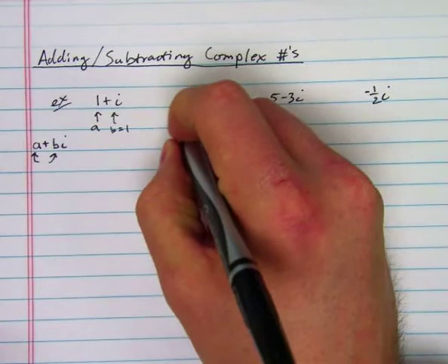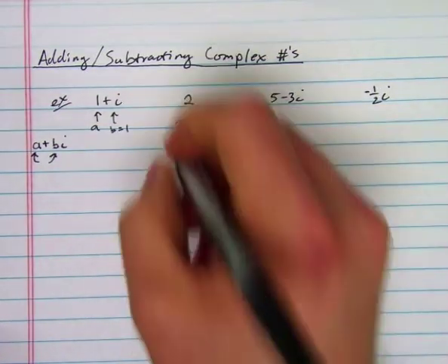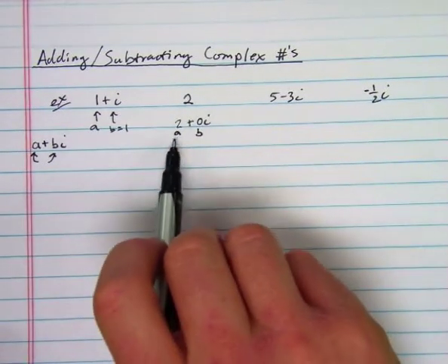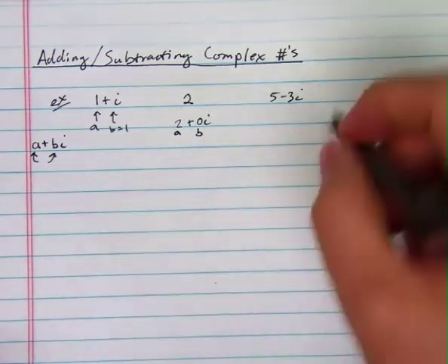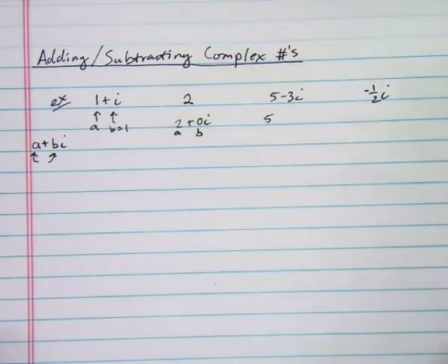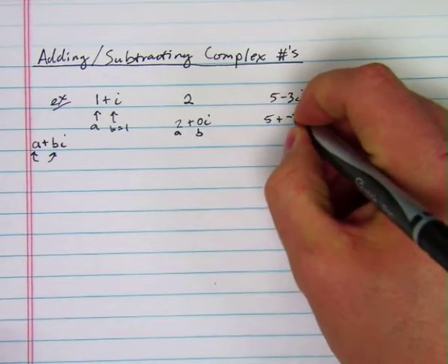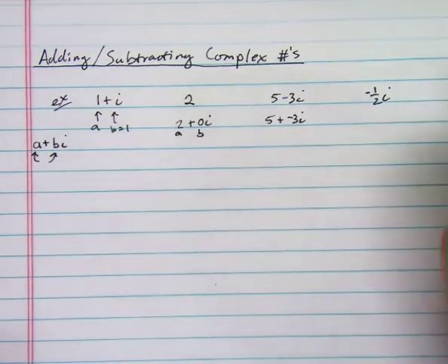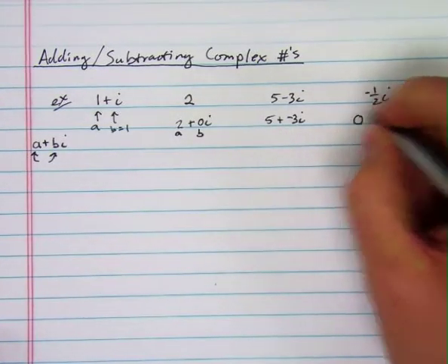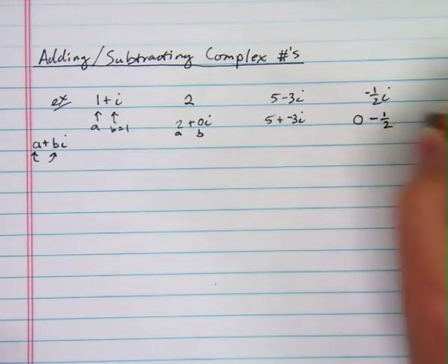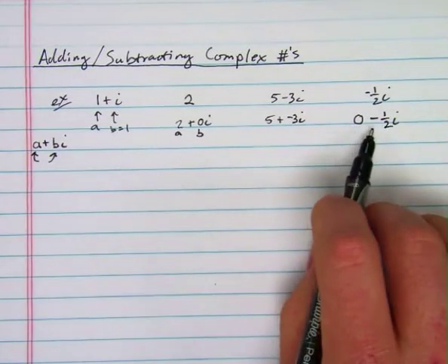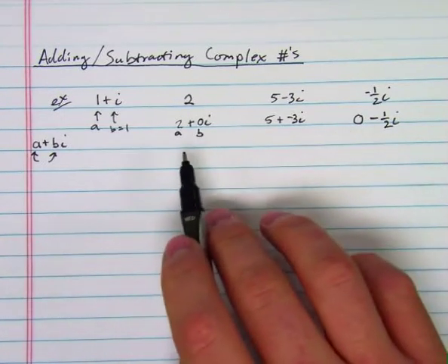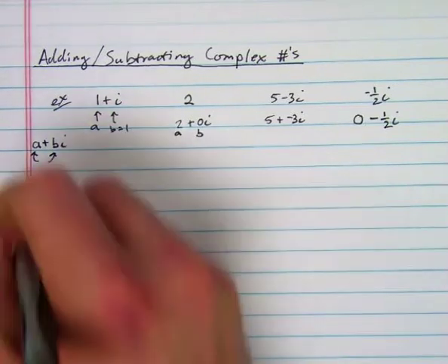Now here you could write this like 2 plus 0i. So a is 2 and b is 0. So we'd say the real part is 2, the imaginary part is 0. Over here the real part is 5, the imaginary part is minus 3, because we could write it as plus negative 3i. And here the real part is 0, but we have an imaginary part of minus 1 half. So real is 0, imaginary is minus 1 half. And every complex number, you can have an a and a b here. Okay, so we're going to start adding.